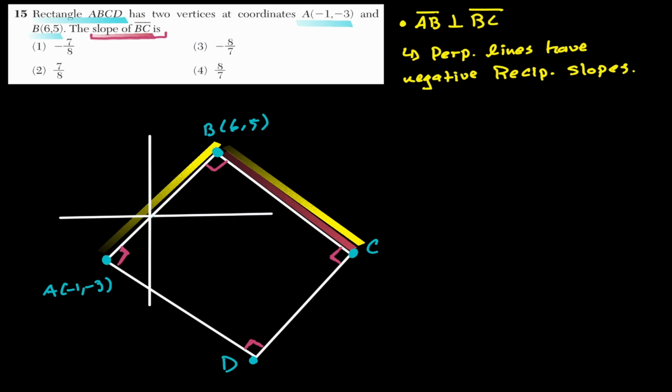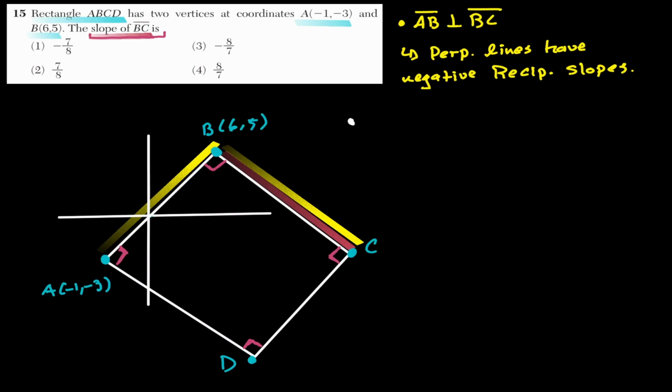So that's our strategy. We are going to find the slope of the line segment AB, and then we're going to take the negative reciprocal, and that is how we're going to find the slope of BC. So let's do that. Let's subtract the y's, 5 minus negative 3, and then divide by the difference of x's, 6 minus negative 1. So we are going to get 8 divided by 7.